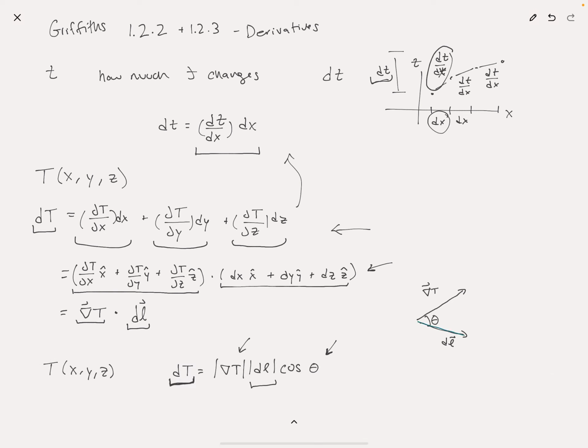So my gradient vector that maximizes my change in my function is pointed along dl, which means that my gradient points in the direction of biggest change in T, or if you want to talk about it in terms of slopes, this is pointing in the steepest slope.